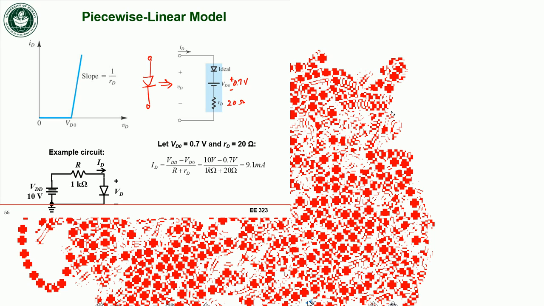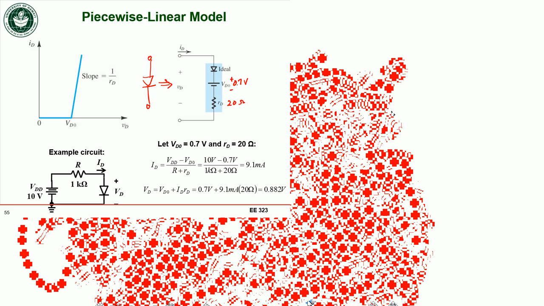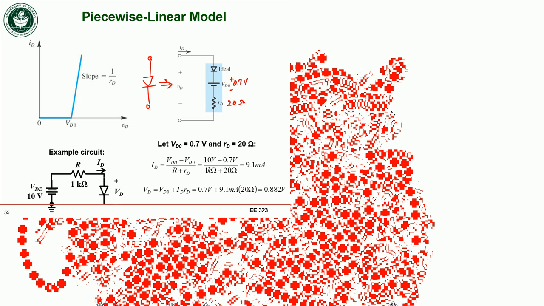And then if I want to figure out what the diode voltage is, this diode voltage, VD, is the same as this one. So it's the voltage across the ideal diode, which should be zero if it's forward biased, the voltage of this DC source, VD0, and the voltage across RD. Okay, so that means it's going to be VD0 plus the diode current times RD. Okay, so 0.7 volts, which is VD0. We already figured out that the diode current is 9.1 milliamps, and we need to multiply that by 20 ohms. So it comes out to about 0.88 volts across the diode.